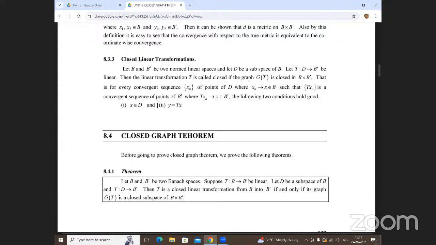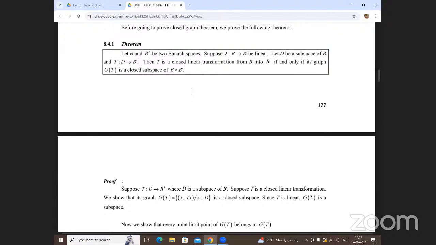There are two conditions here: x belongs to D and y equals Tx. Okay, this is the closed graph theorem. Listen carefully. Now, last 15 minutes more. If it is possible, after this theorem I will tell you some more important questions in this unit, after we discuss the proof of this theorem.